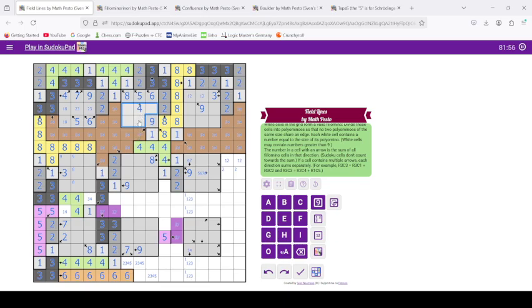1, 2, 3, and 7 is placed in this box. 2, 3 goes here. 1, 7 goes here. We said 1 and 8. Oops. 1, 8. 5 and 6 to go over here. 4, 7, 8 to go over here.